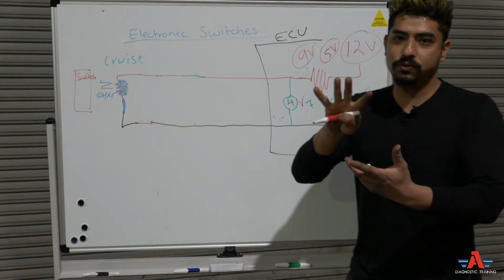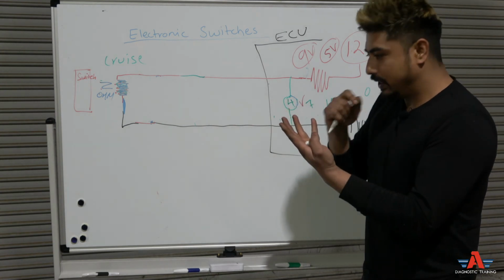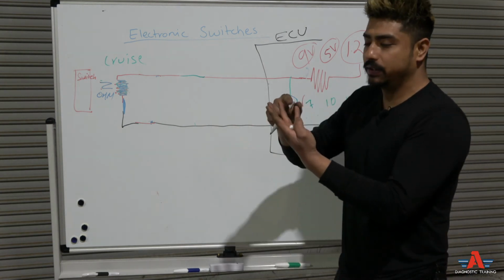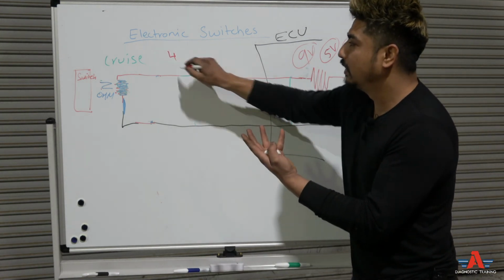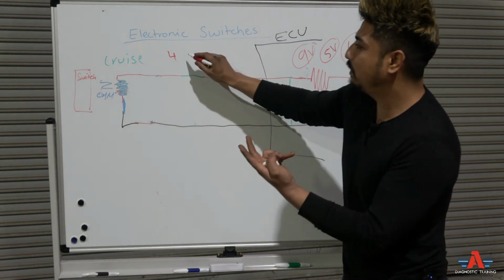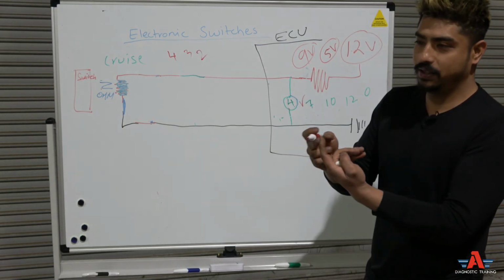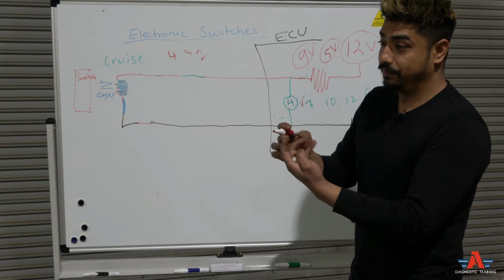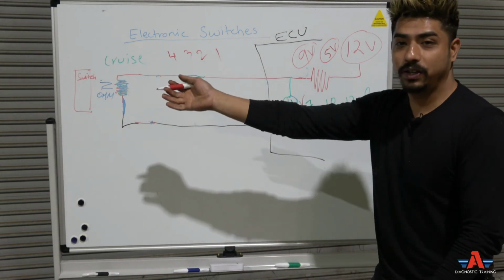So let's say you have 4 switches on the cruise control. When you select cruise on, you're going to have maybe 4 volts. When you select cancel, maybe 3 volts. When you select set, 2 volts. When you select resume, 1 volt, something like that. I'm just giving you an example.